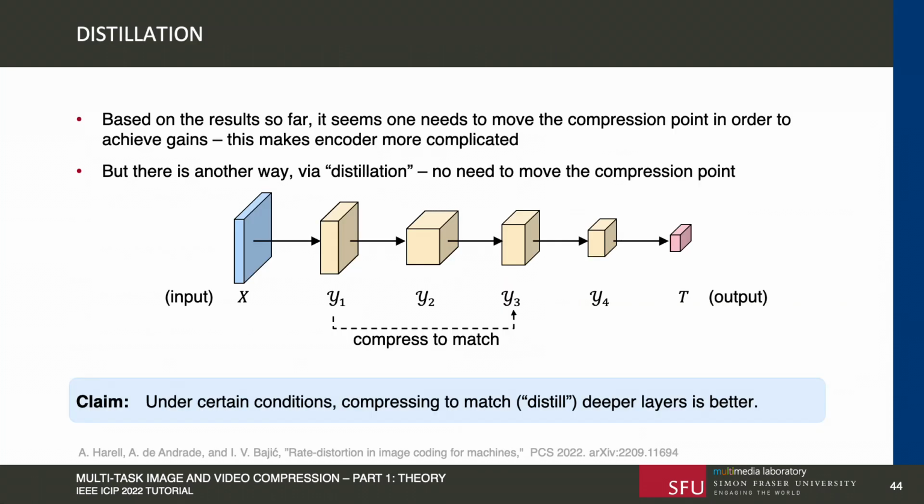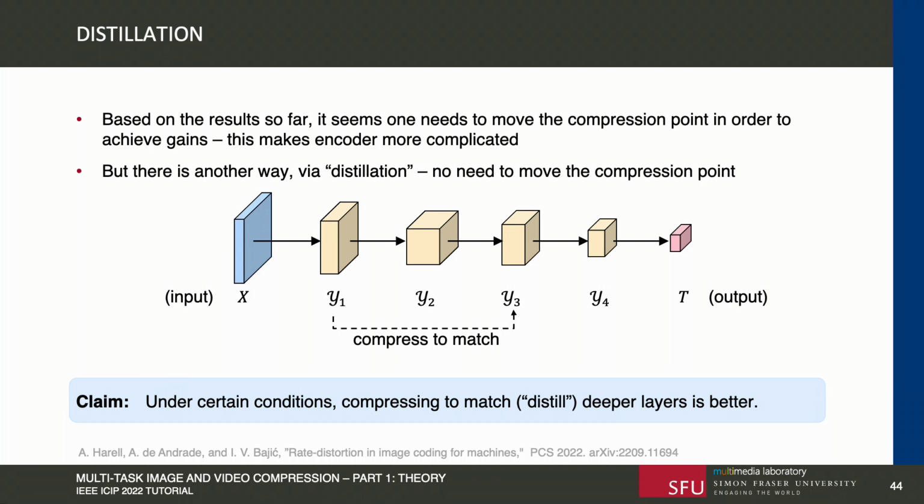So based on the results presented so far, it would seem that you have to move the compression point further downstream, deeper into the model, in order to achieve compression gains in terms of rate distortion. That, of course, would make encoding more complicated because you have to process more layers prior to encoding.